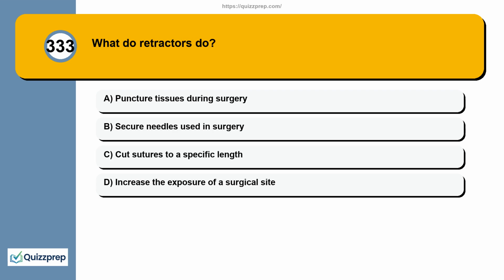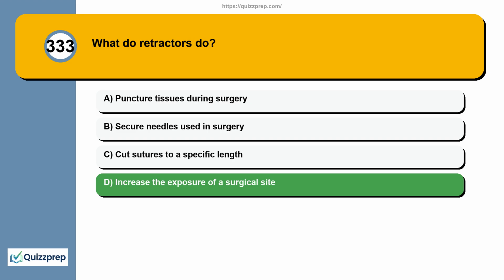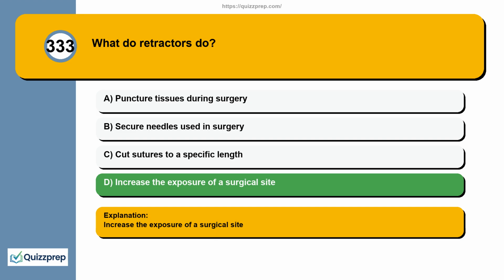Question 333. What do retractors do? Option A. Puncture tissues during surgery. Option B. Secure needles used in surgery. Option C. Cut sutures to a specific length. Option D. Increase the exposure of a surgical site. The correct answer is option D. Increase the exposure of a surgical site.